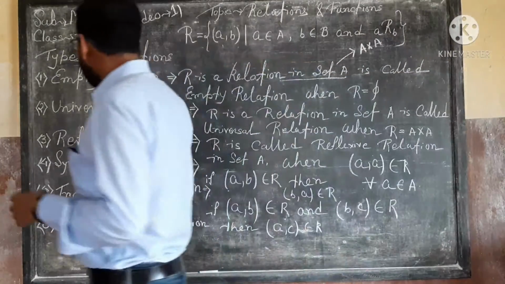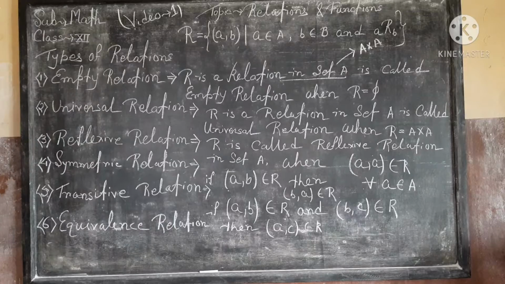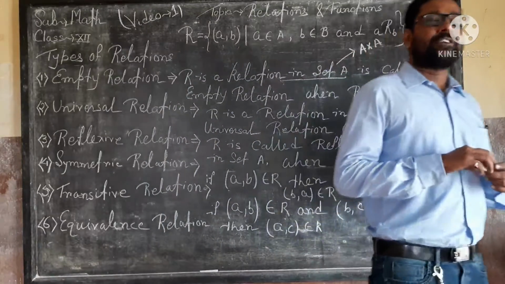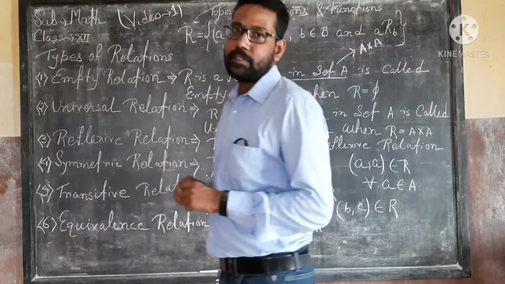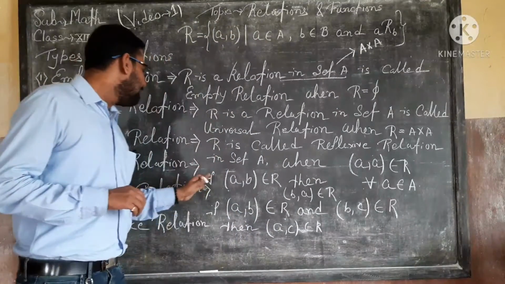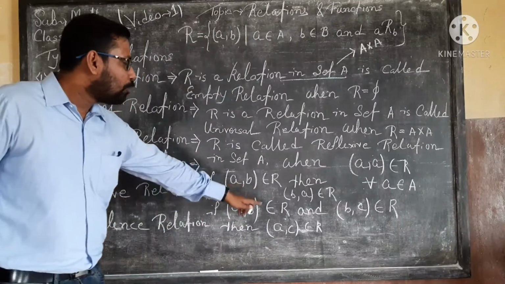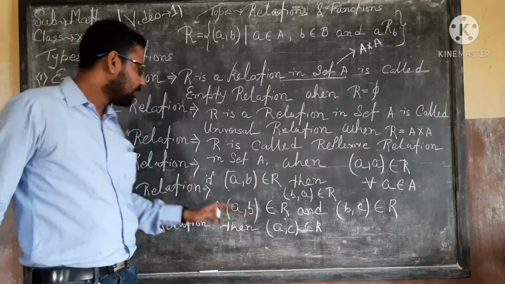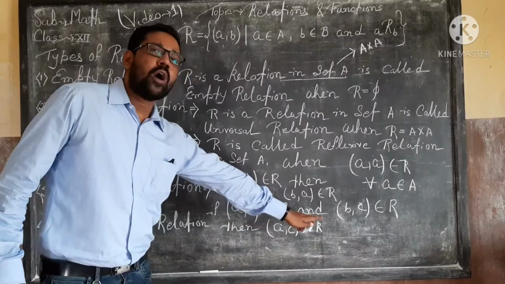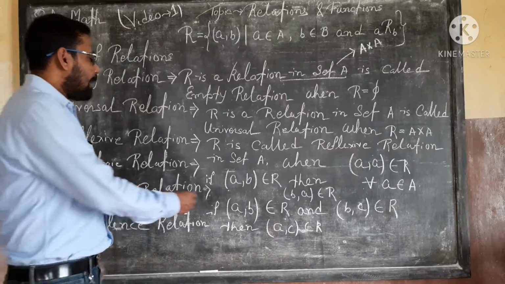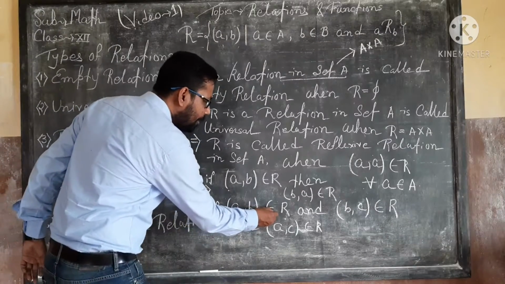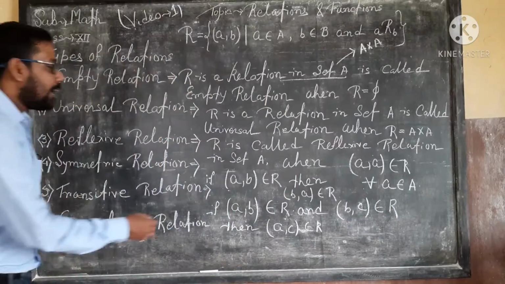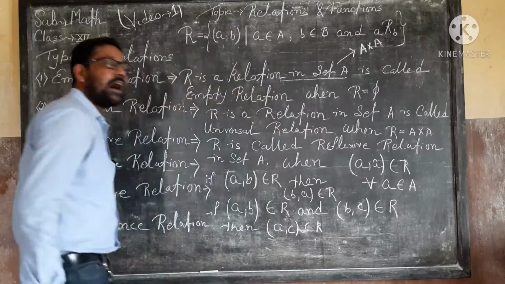Next one is the transitive relation. R is called a transitive relation in a set A if it satisfies this condition: if (a, b) belongs to R and (b, c) also belongs to R, then (a, c) belongs to R. So if (a, b) belongs to R and (b, c) belongs to R, then (a, c) must belong to R.